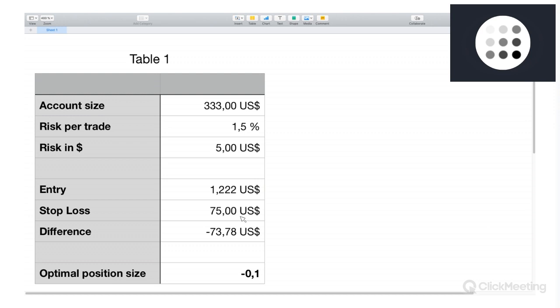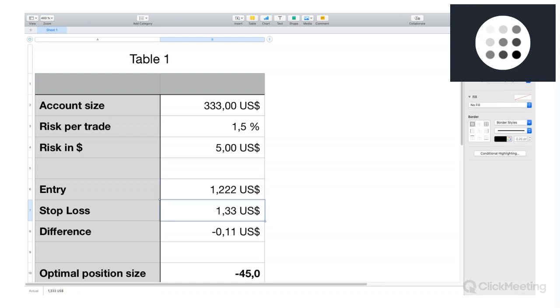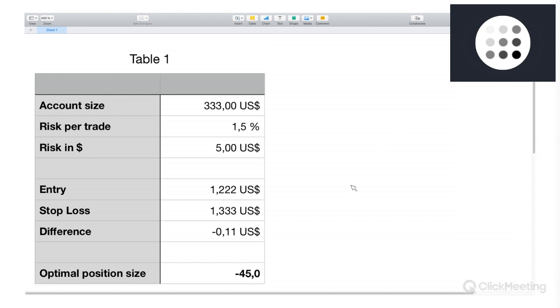1.22 or 1.222, and the stop loss level in this specific case, of course, shouldn't be 75, but give me another stop loss level here. Okay, perfect. So it's the same. So you see only 2 digits after the comma. But I will change this for you so that you can see I typed it in correctly.